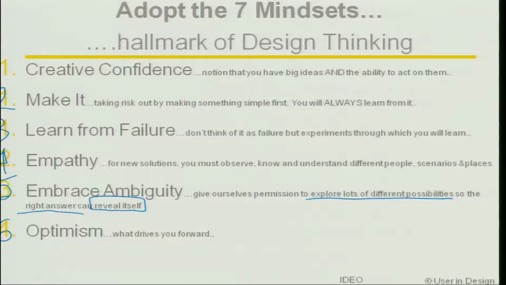Number 6 is optimism that drives you forward. That sense of optimism must be there. Therefore, from there comes the notion of why not? Unless you're optimistic, you're not able to practice this notion of why not. Okay?